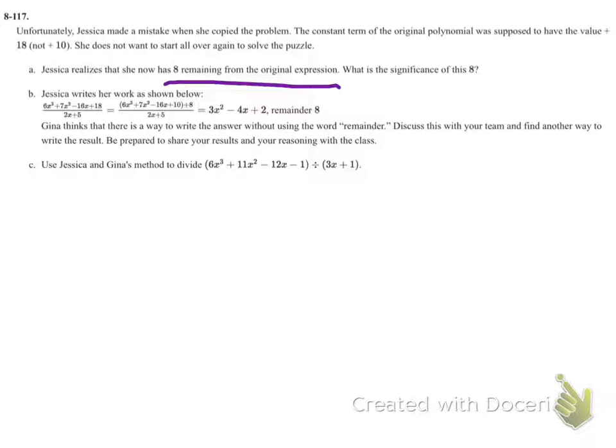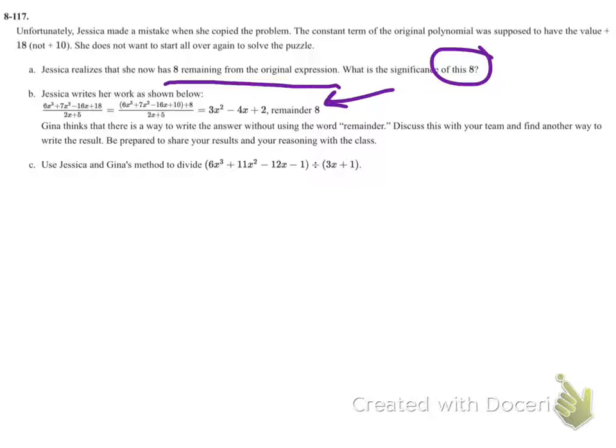So the significance of this 8, well, first of all, it means it did not divide evenly into that. So when you divided the polynomials, they did not divide evenly. This 8 is then the remainder. That's actually what they start talking about here in problem B.